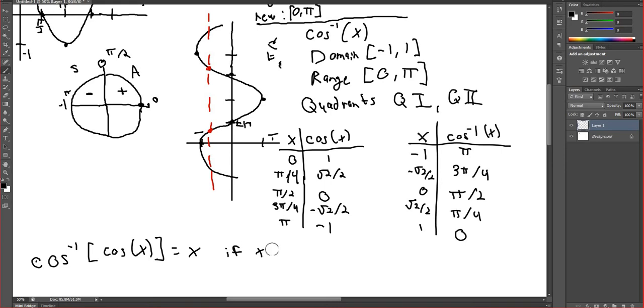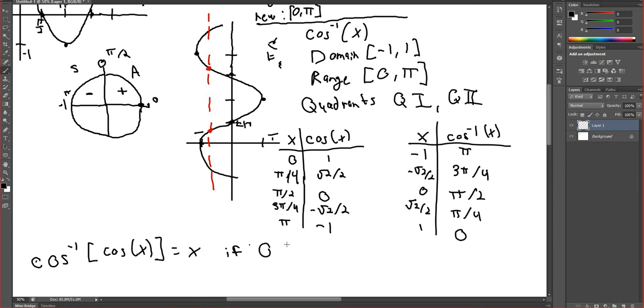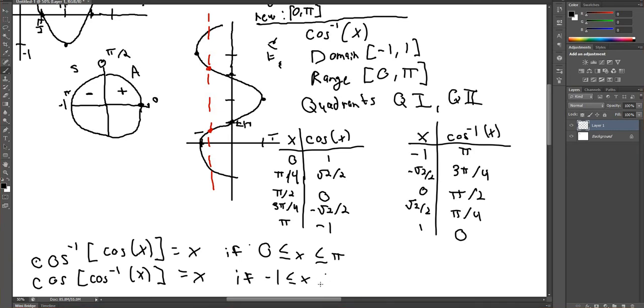So the domain of cosine was 0 to pi. So 0 is less than or equal to x, less than or equal to pi. And then cosine of cosine inverse of x is equal to x as long as x is in the domain of inverse cosine. So if negative 1 is less than or equal to x, less than or equal to 1.